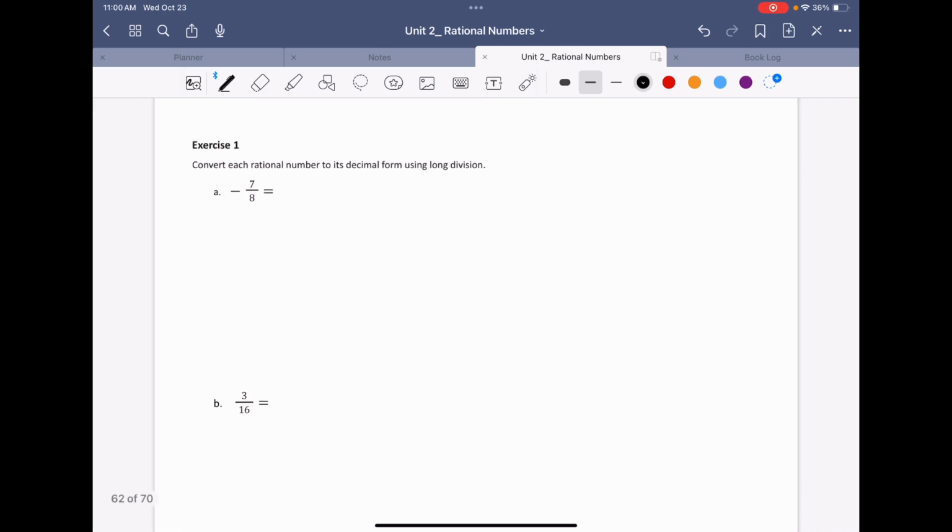All right, there are 2 problems here for an exercise. I want you to try these ones on your own. Pause the video, give them a try. When you're all set, unpause it and check your work.